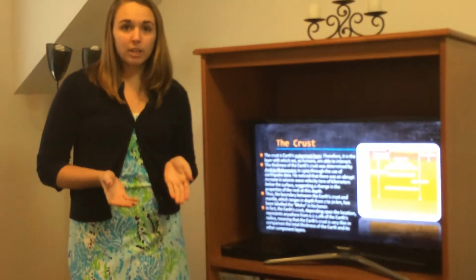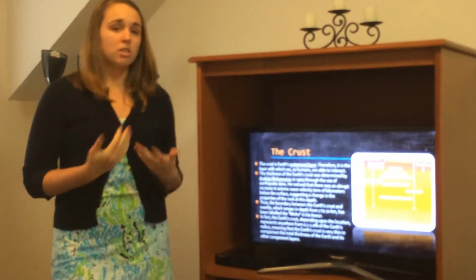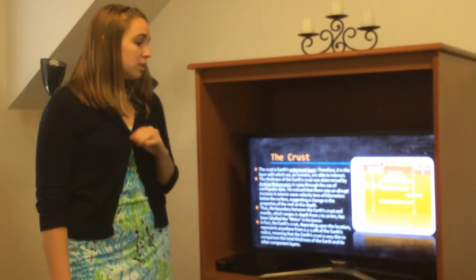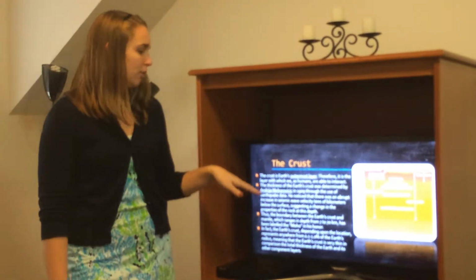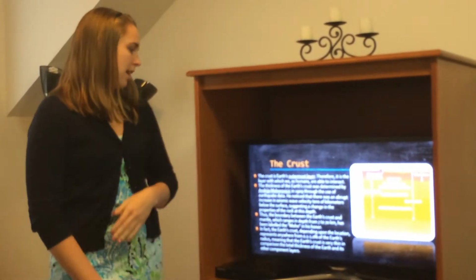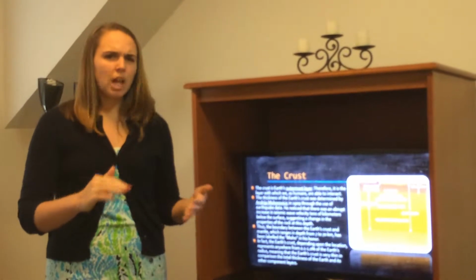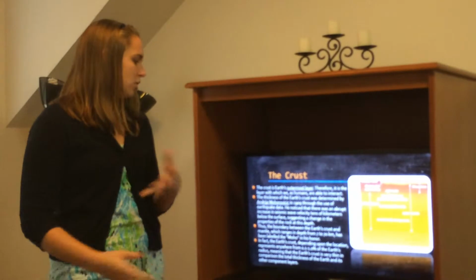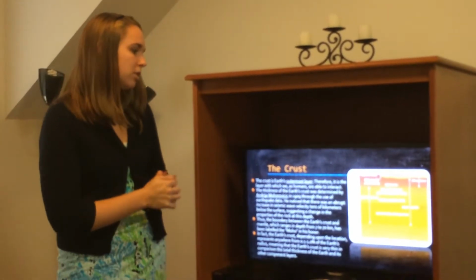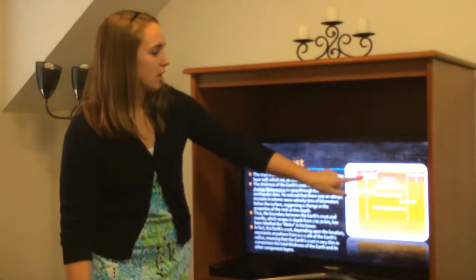So the first layer we're going to look at is the crust. The crust is the outermost layer, and it's the layer with which we as humans are able to interact the most. The thickness of the Earth's crust was first determined by Andrija Mohorovičić in 1909 through the use of earthquake data. He observed an increase in seismic wave velocity just tens of kilometers below the Earth's surface, suggesting a change in the properties of the rock at this depth. Thus, the boundary between Earth's crust and its mantle has been labeled the Moho, or the Mohorovičić discontinuity, which is labeled here.